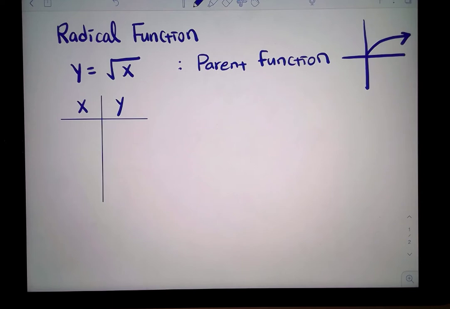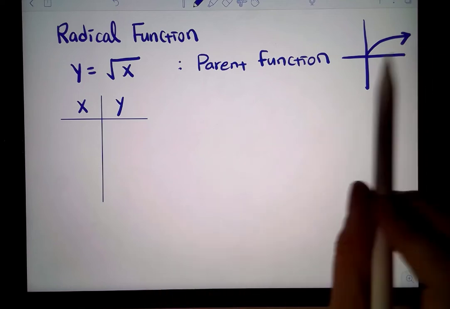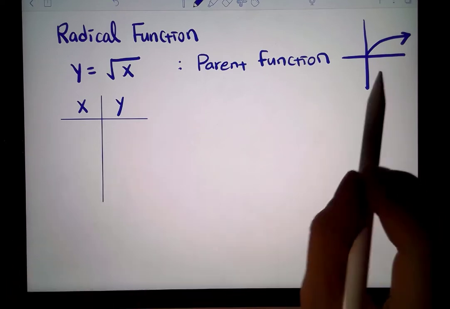And tomorrow, Monday, I'm going to introduce the domain and range of the radical function. But before we do that, if you can sketch the radical function, then it's much easier to get the domain and range. All right, so let's try the table. How do I get this shape?